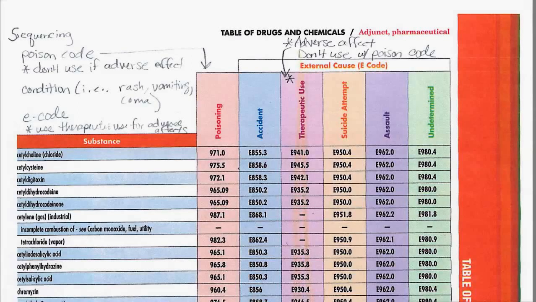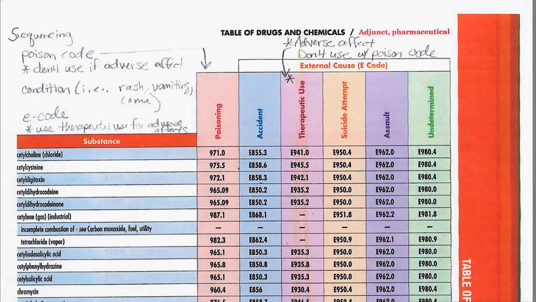Okay, this is Laureen from codingcertification.org, and I wanted to take a moment to explain ICD-9 poisoning and adverse effect coding. This is a tricky area, and actually, when I've taught it, the sequencing has gotten messed up. So I wanted to do a clarification video here. So this is how you do poison and adverse effect coding.